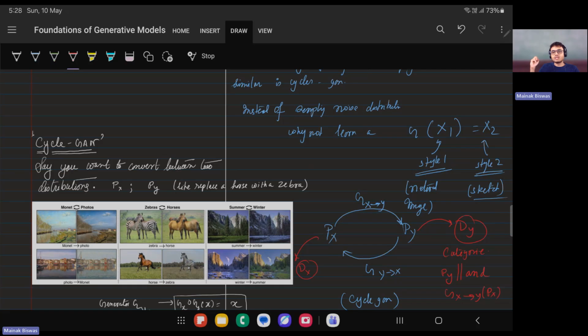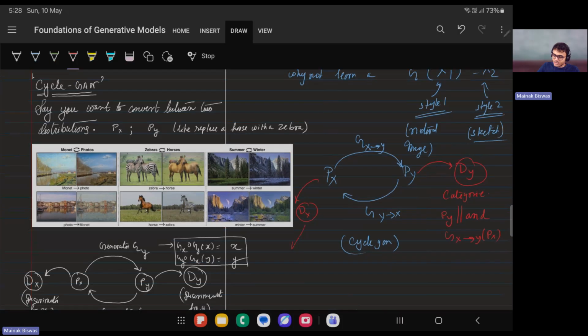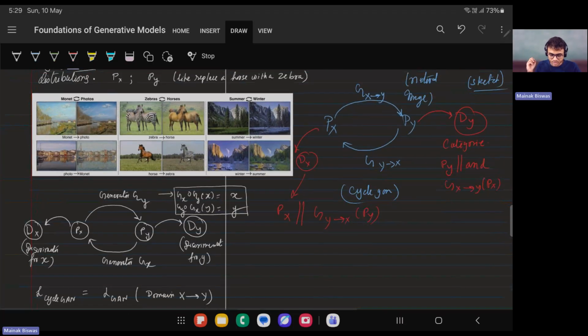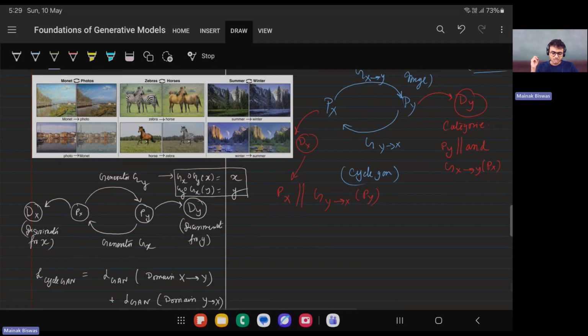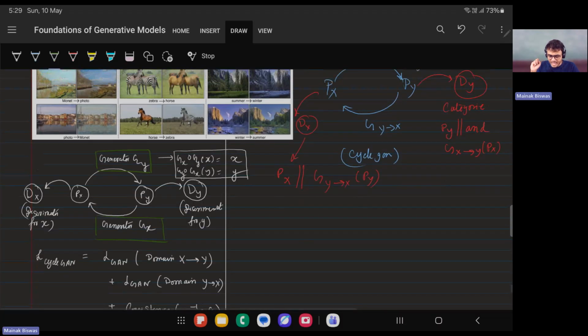So it will try to differentiate between the P of Y and the transformed distribution of X to Y. Similarly, dx will try to categorize between Py or Px and the generator of Y to X Py. Right, so this is the idea. So this is exactly what I've drawn: the generators, the discriminator for X and discriminator for Y, and the generators Y to X and X to Y.